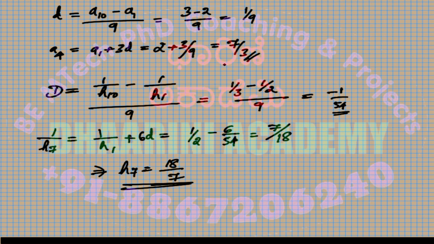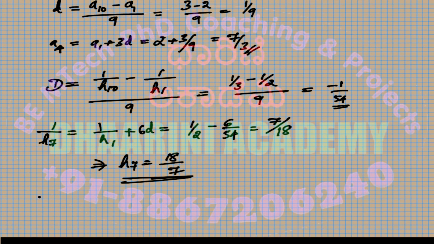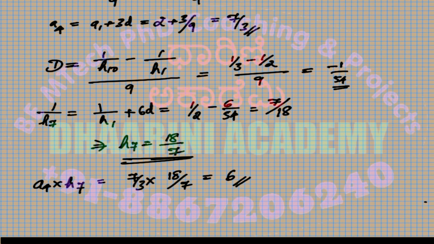So we got A4 and H7. So the question says that find the product, right? So A4 into H7 is nothing but 7 by 3 multiplied with 18 by 7. So 7 cancels, 3 into 6, 3 6 there. So this is 6, right? This is one of the answers in the solution. Okay, all right, let's move on.